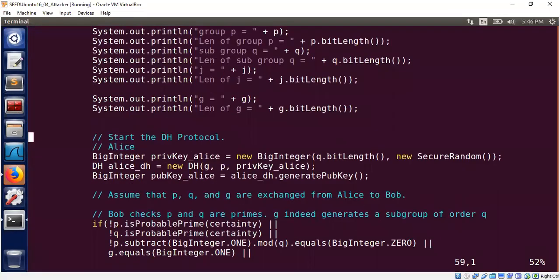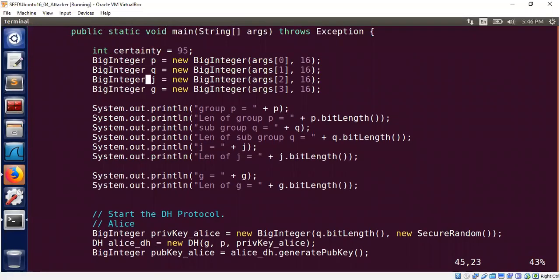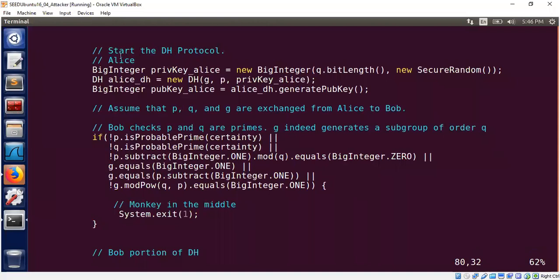So what I did is basically a program that takes the P, Q, and J, which in this case is 2 because we're talking about a safe prime, so you can imagine J is 2 for now. These lines are basically printing the length of each of the integers P, Q, J, G. Here is the Diffie-Hellman protocol. What is Alice going to do? She's just going to generate a random element from the subgroup. That's why she's picking Q's bit length. And then she will construct a Diffie-Hellman object using the G, P, and private key of Alice. She will take the private key and raise G to the power of the private key, and that becomes her public key. G to the power X, for example, where X is Alice's private key, gives Alice's public key.